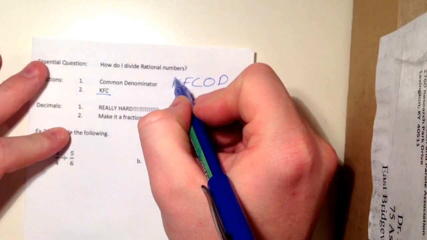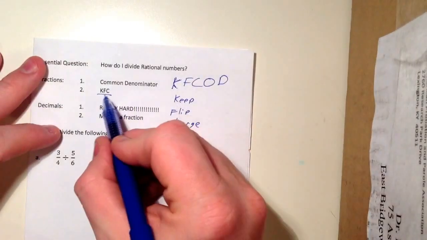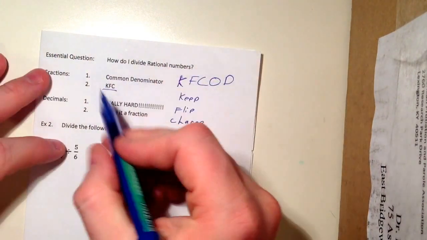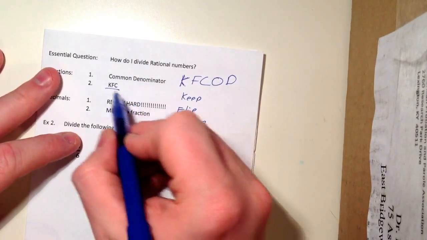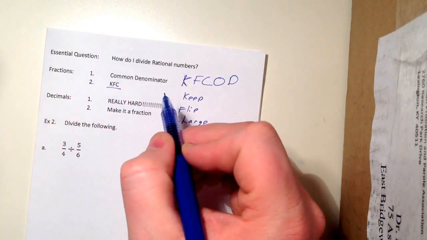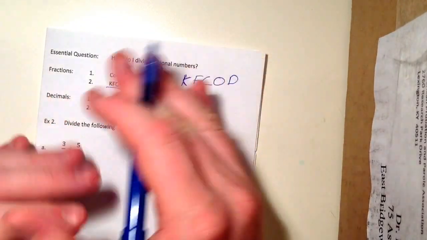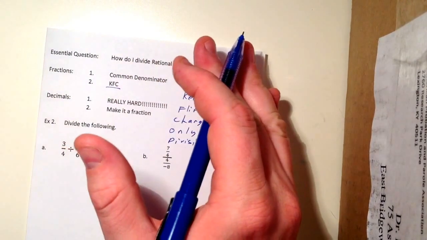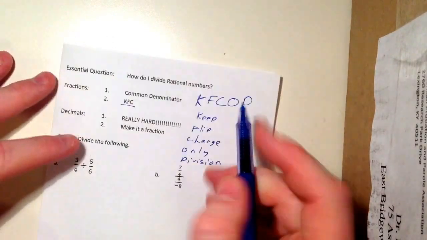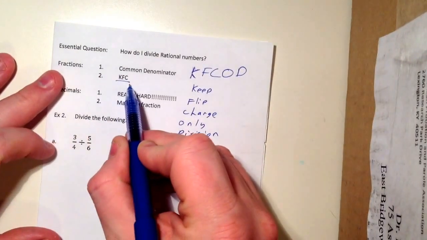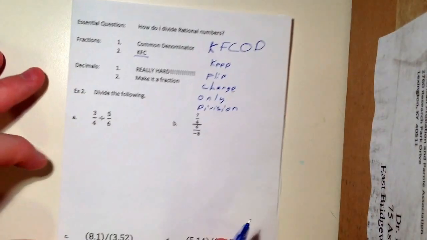But KFC means keep, flip, change, only division. If you know KFC's division, then you're great. I had one student tell me, when I asked how they remember it, "Mr. Hyde, KFC is only division because when you go to KFC, they don't give you a whole chicken. They divide the chicken up into different pieces for you to eat." I thought, a bit creepy, but if it works for you, great. All I care about is that you know how to divide fractions, and KFC is a nice way to do it. So I don't care if you use it.